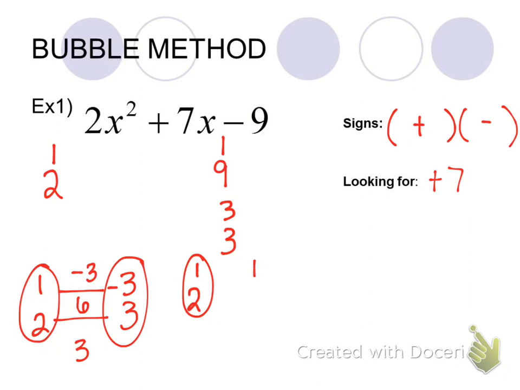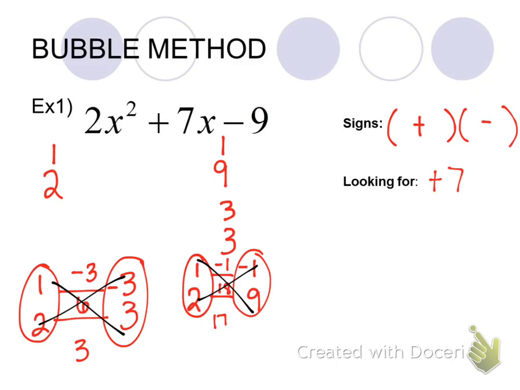Okay, so we want it to be 1, 9. And which one do you want to make negative? Okay. If I take 1 times -1, what do I get? -1. If I take 2 times 9, what do I get? 18. And if I add those up, what am I going to get? 17. Is that what I want? Nope. So that bubble doesn't work either. So that one didn't work. That one didn't work.